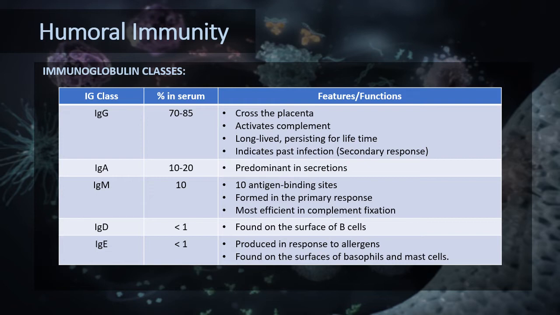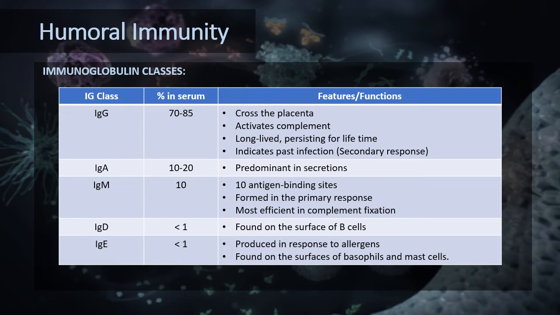Next is the IgA, which comprises 10 to 20% in the serum. This is predominant in secretions like saliva, tears, sweat, and colostrum. Next is the IgM, which comprises 10% in the serum. It has 10 antigen binding sites since it is a pentamer. It is formed in a primary response and will peak if we quantitate it in a recent infection. This will be predominant among all of the immunoglobulin classes, and it is the most efficient in complement fixation.